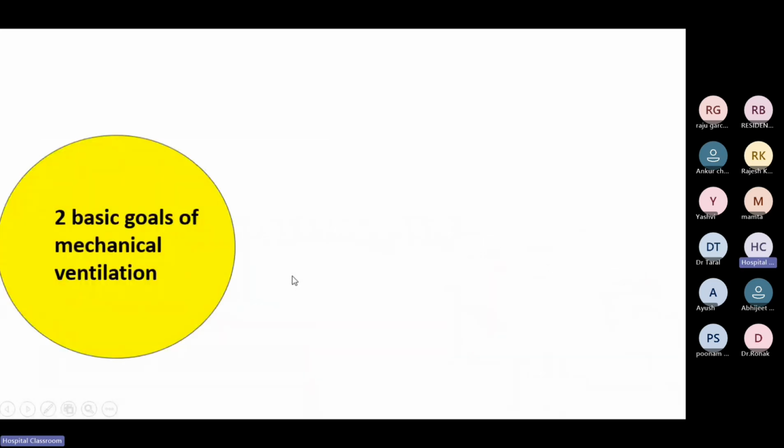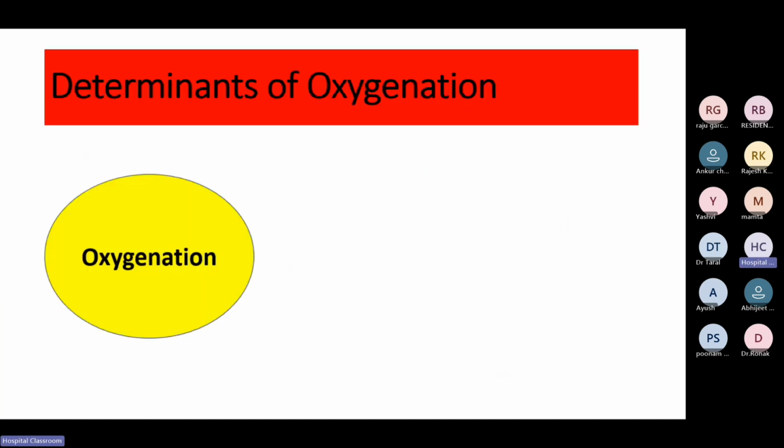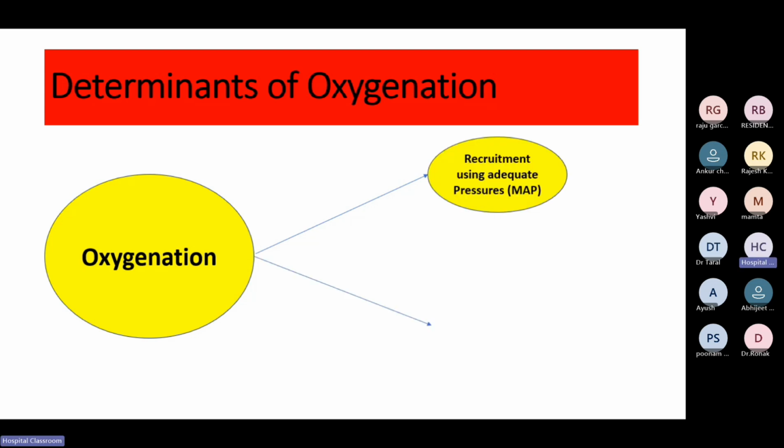Now we all know that there are two basic goals of mechanical ventilation, be it conventional ventilation or high frequency ventilation, and be it in an adult or in a newborn. One is oxygenation, and second is gas exchange, or CO2 elimination. When I talk about oxygenation, there are two factors which will decide it. One is how much you recruit the lungs using adequate pressures, and second is the fraction of inspired oxygen. So the two main determinants of oxygenation are the mean airway pressure during ventilation and your fraction of inspired oxygen.